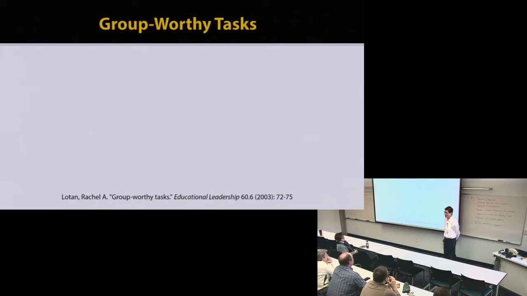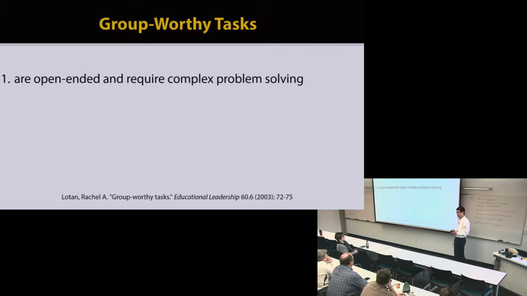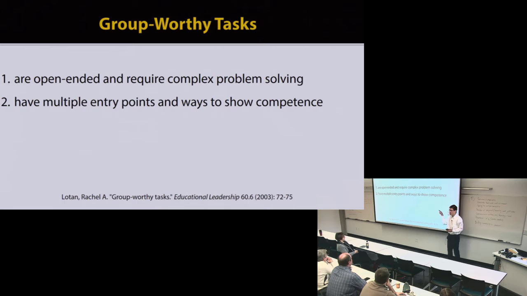And you have to be really mindful of using suitable tasks when you want to do authentic group work. So I'm going to put up five characteristics of group-worthy tasks, at least defined by Rachel Lotan in her great paper. Here are the five characteristics of tasks that are really worthy of doing in a group. They are open-ended and require complex problem-solving. They have multiple entry points and ways to show competence. That's the hard one.